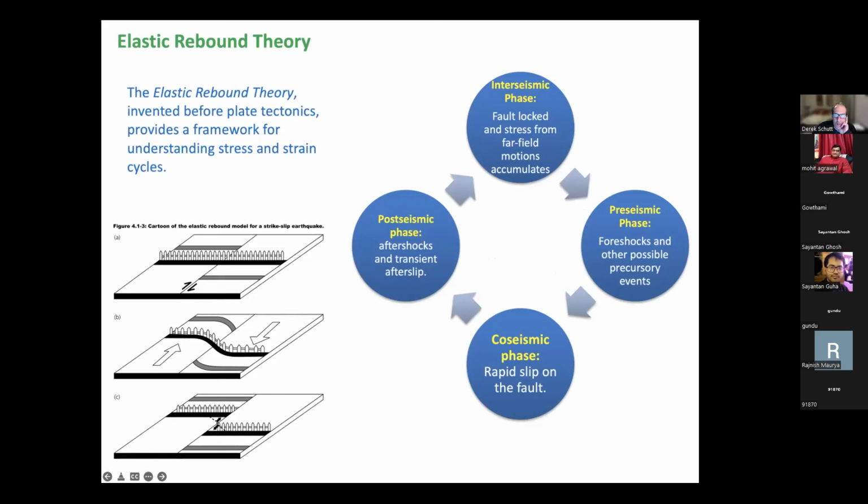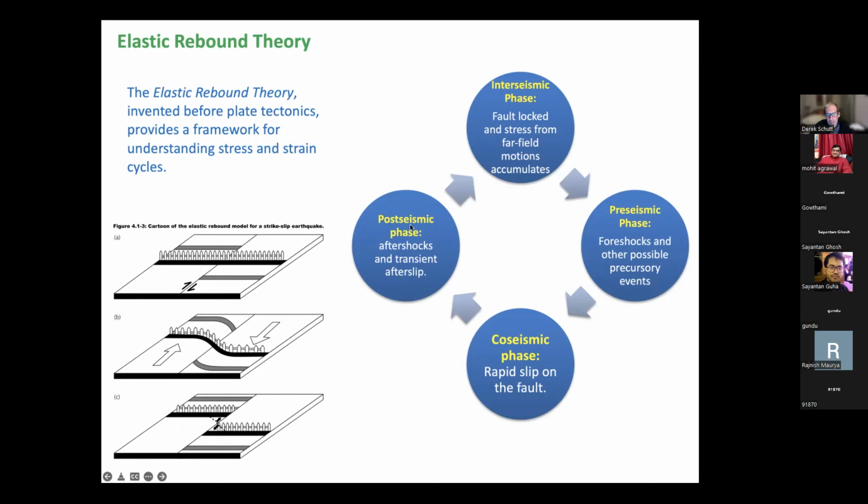Earthquakes can be understood through elastic rebound theory. This was actually invented before plate tectonics, but it provides a good framework for understanding stress and strain. At first, in the interseismic phase, the fault is locked, and you have far field motions, but at the fault no motion occurs, and you get all this stress that builds up. You have a pre-seismic phase, perhaps with foreshocks or other precursory events, and then a co-seismic phase, shown by figure C here, where you have rapid slip on the fault.